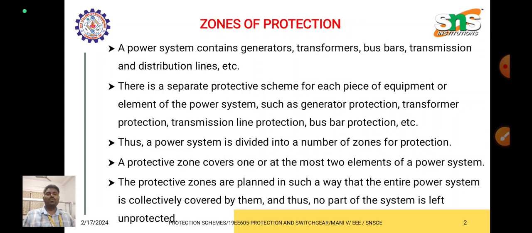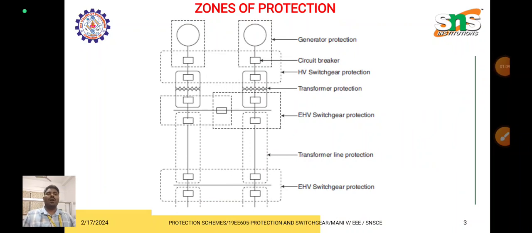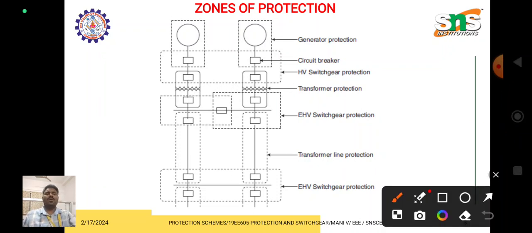The protective zones are planned in such a way that the entire power system is collectively covered and no part of the system is left unprotected. And this is the diagram for the zone of protection. Here the generator needs specialized generator protection, the transformer needs transformer protection, and the transmission line needs transmission line protection.